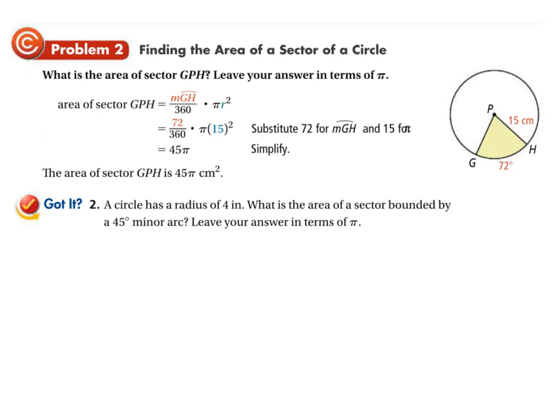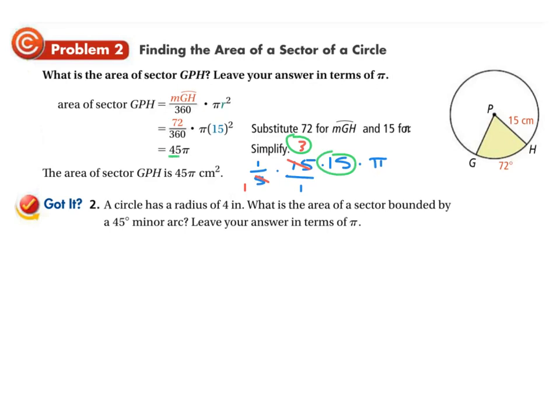And just for fun, watch, if I wrote over here, I'm going to rewrite it so that 72 over 360 is just 1/5. And we say 1/5 times 15 times 15, because it's 15 squared, times pi. You can see that 15 is really like 15 over 1. And if we canceled top and bottom, we could divide these both by 5. We would get a 1 down here then and a 3 up here. And that right here, this 3 times this 15 is where you get the 45 from.